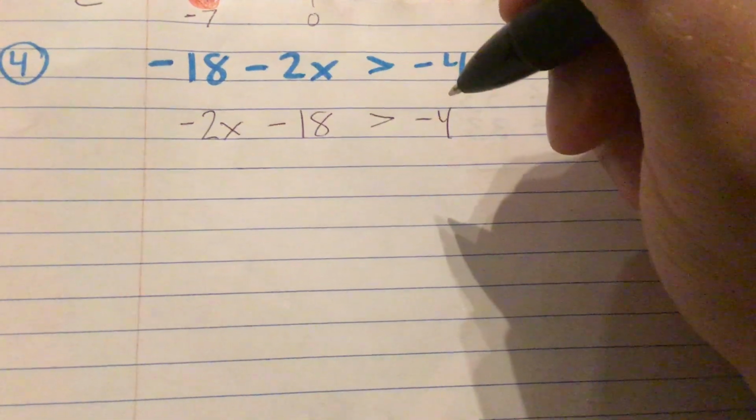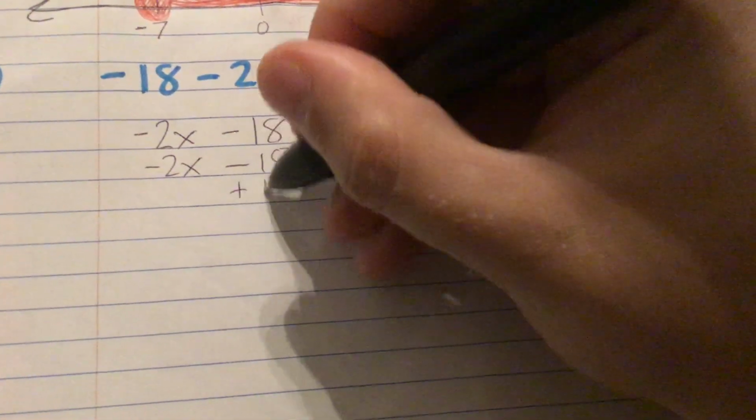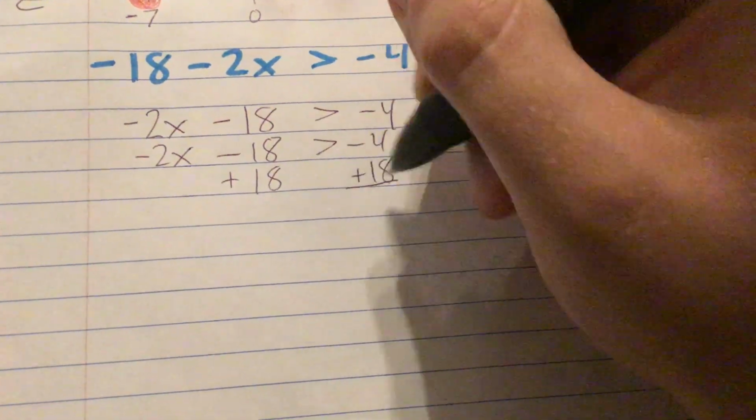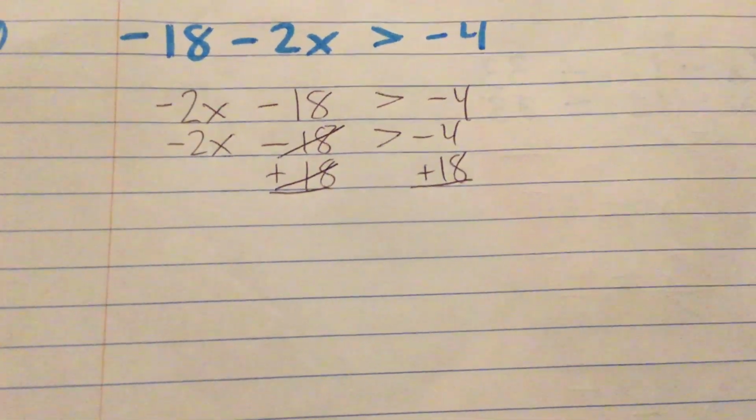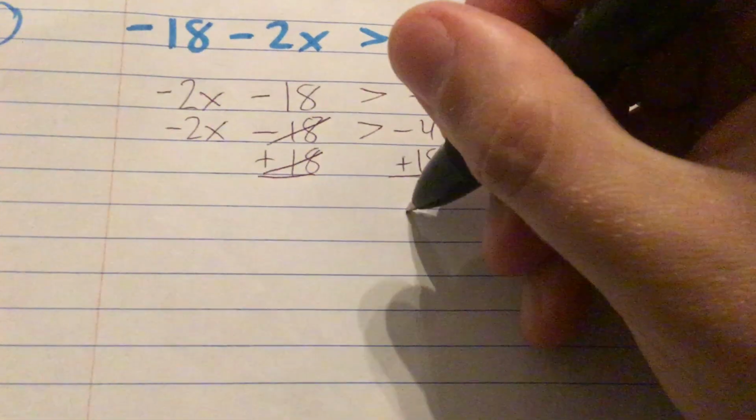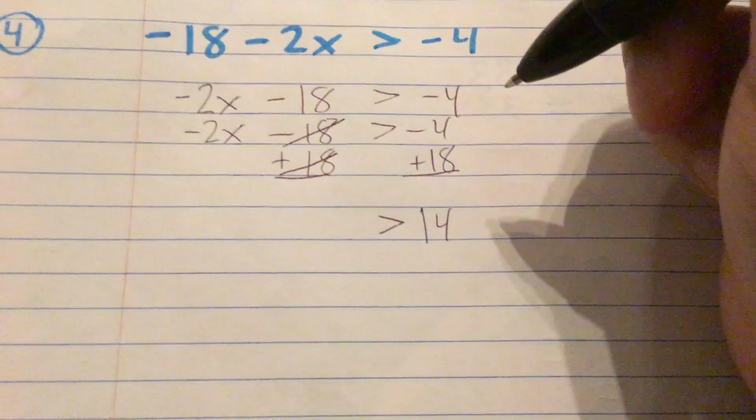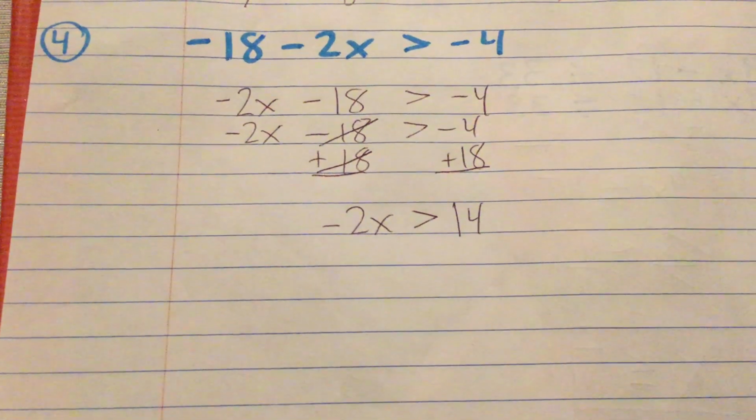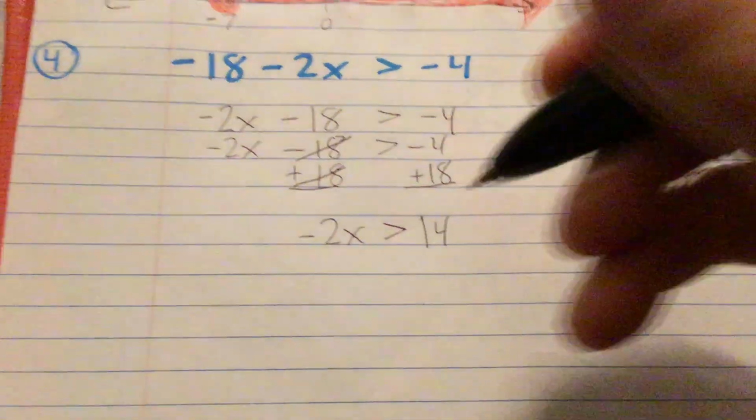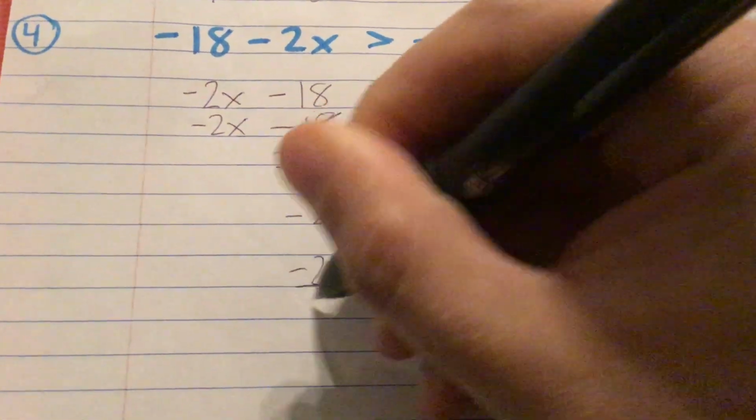So now I'm going to solve for x. I'm going to add 18 on both sides. Cancel, cancel. Then I've got negative 4 plus 18. That's going to be 14. Adding on both sides has no impact on the inequality symbol. So now I've got negative 2x is greater than 14. Now to solve for x, we're going to need to divide both sides of the inequality by negative 2.